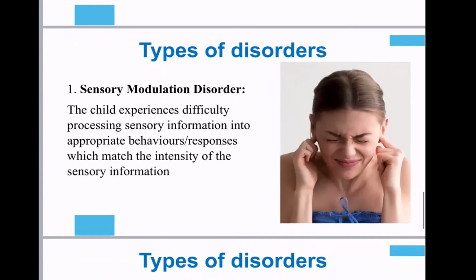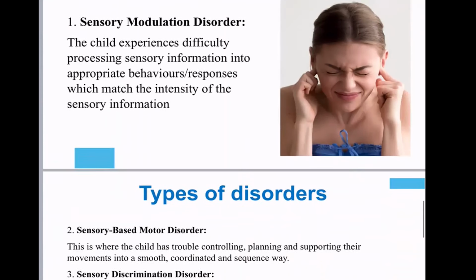And the types of disorders. Sensory modulation disorder: the child experiences difficulty processing sensory information into appropriate behavioral responses which match the intensity of the sensory information.